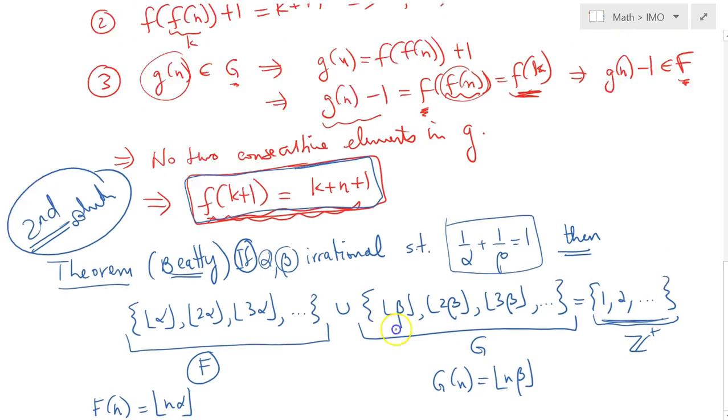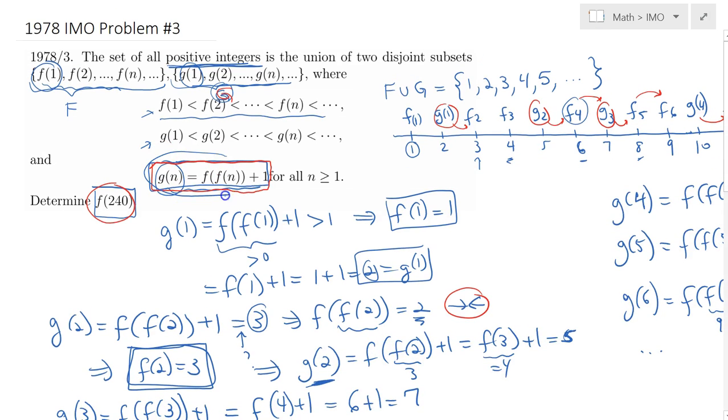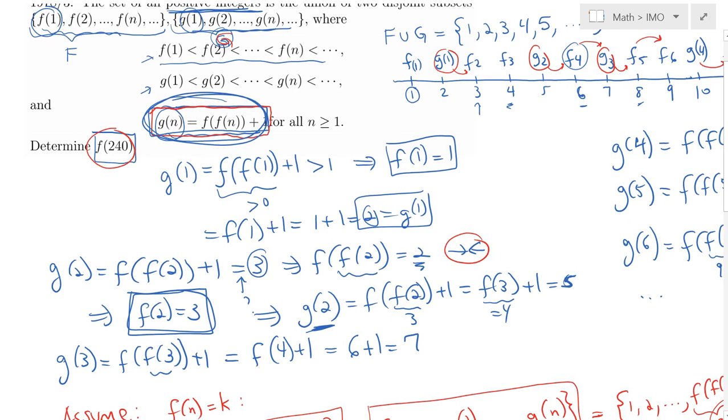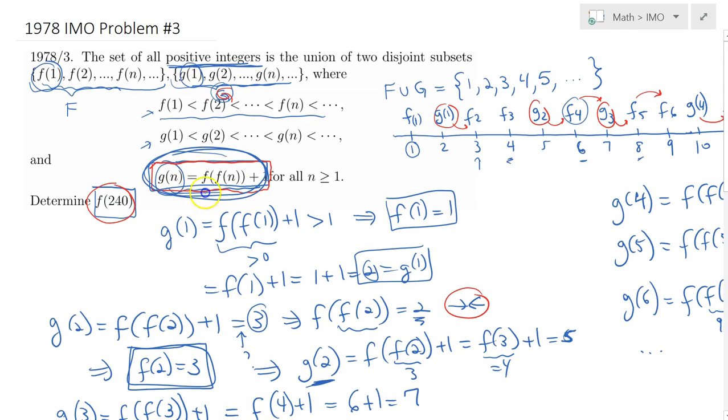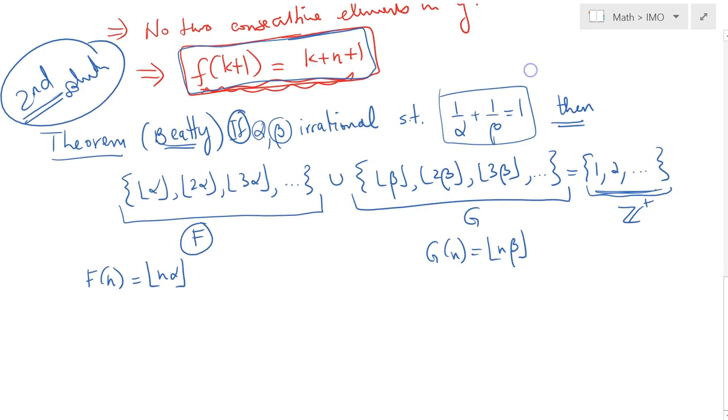Now, I claim that the two sequences that are given in our problem, defined by this functional form, form Beatty sequences, right? So, if we can find the alpha and beta that generate those two sequences, and if we can show that alpha and beta satisfy this condition such that their reciprocals add up to 1, then I'm done. And the key is the following.